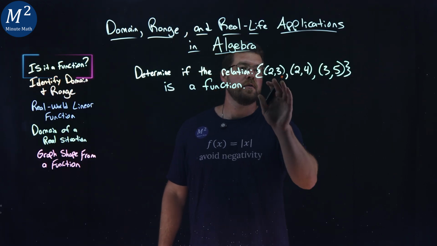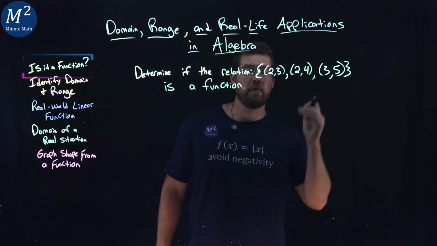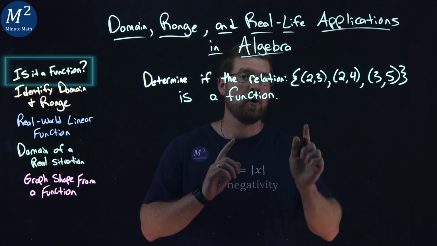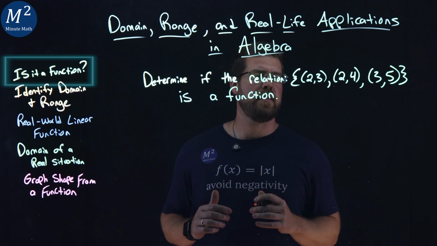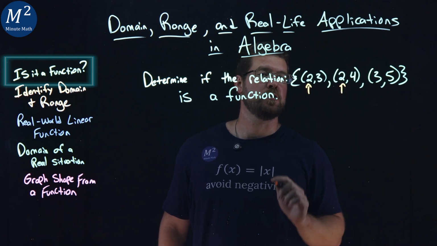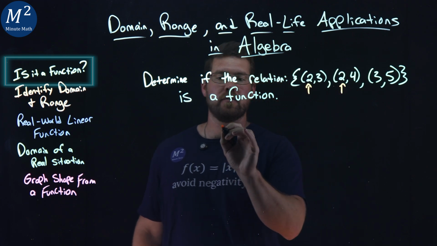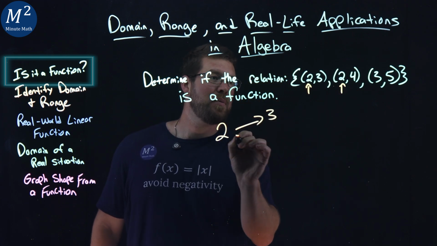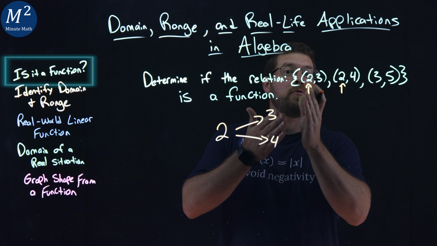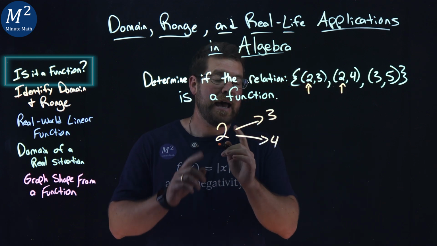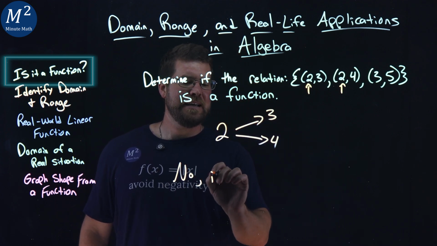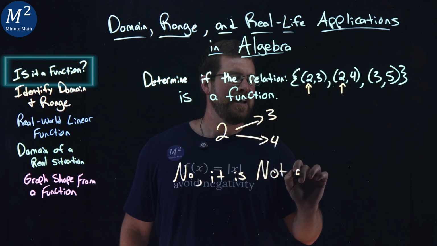Determine if the relation (2, 3), (2, 4), and (3, 5) is a function. What I'm looking for here is to see if one input goes to two different outputs. I noticed something here. We have 2 repeated as an input, but they're mapped to different outputs. 2 is mapped to a 3, but it is also mapped to a 4. This part's fine, (3, 5), because there's no other 3 as an input here. But since we have a 2 mapping to 3 and to a 4, our answer is no. It is not a function.